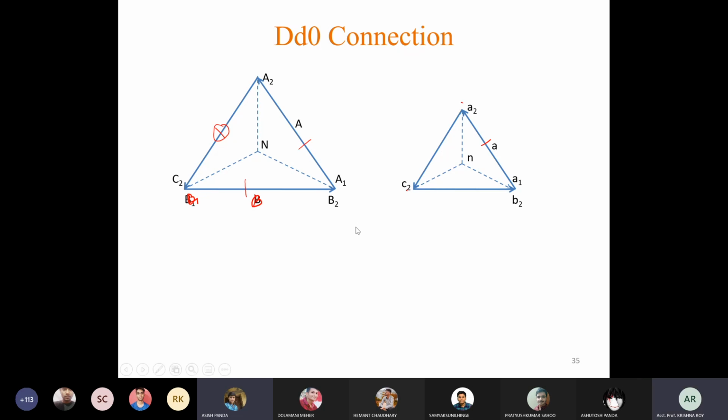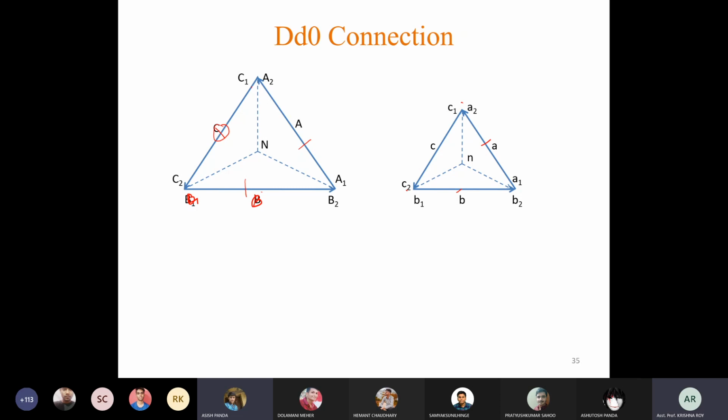Similarly, if we identify B phase, so this is our B phase and this terminal is B1, as this terminal was capital B1. Same for C phase. So this is C1, C2 and this is C phase. This will be same for the low voltage side also. So this is the phasor diagram for DD0 connection.